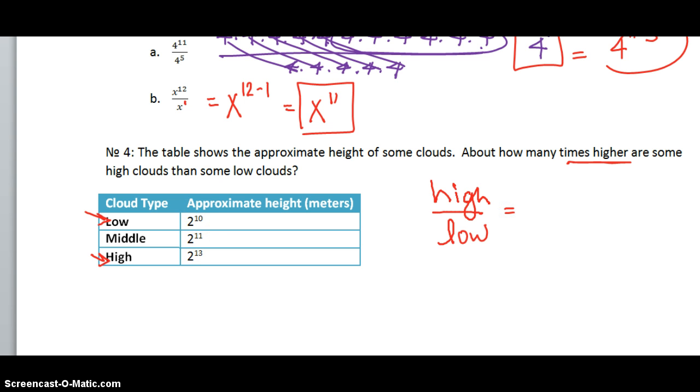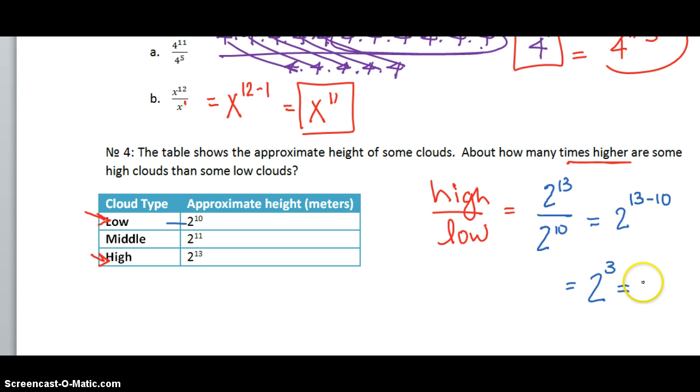So using my information in the chart, high clouds were 2 to the 13th power. Low clouds are 2 to the 10th power. So to do that comparison, since it's a division problem, I simply say 13 minus 10. So it's approximately 2 to the 3rd power would be the comparison. And since it asked us how many times higher, you can go ahead and say 2 times 2 times 2, 3 times, which gives us approximately 8. So 8 times higher.